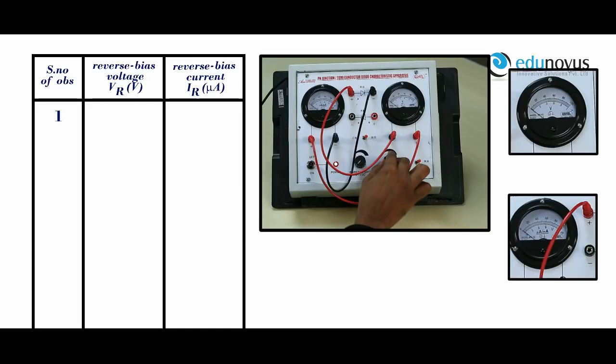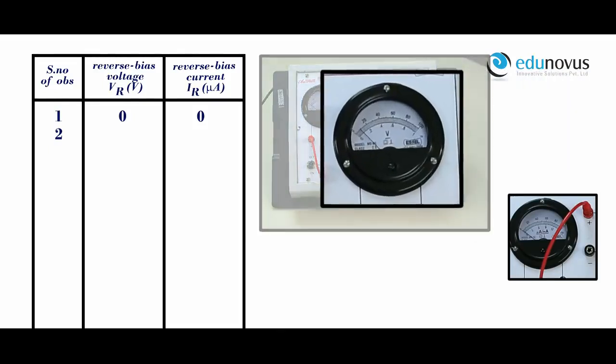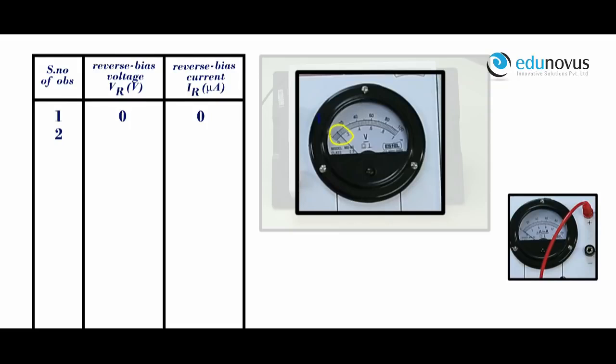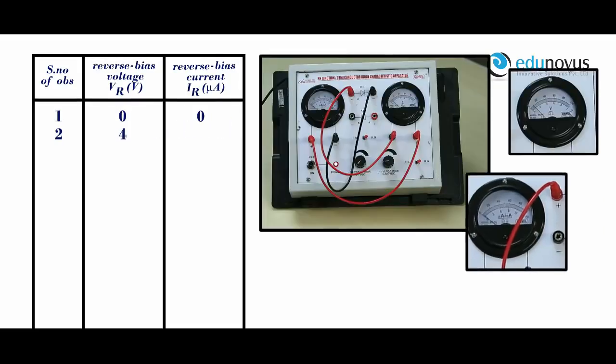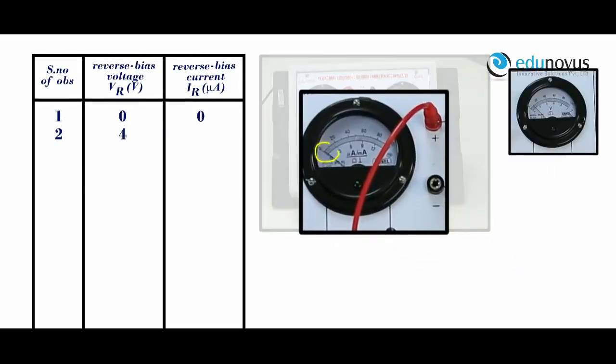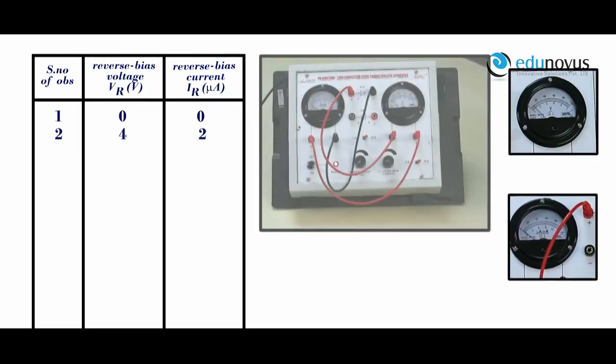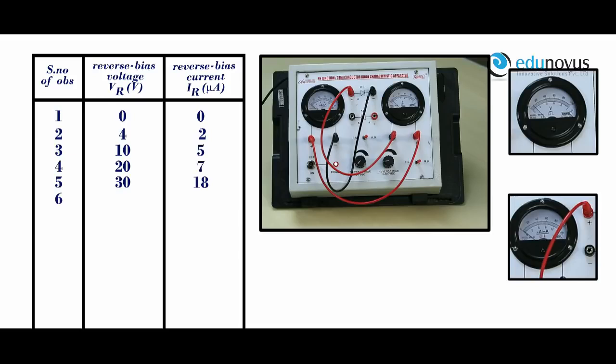Observation table for reverse bias voltage VR and reverse current IR. When the reverse bias voltage is 4 volts, the reverse bias current is 2 microamperes. Similarly, the reverse bias voltage is increased and the corresponding reverse current readings are as follows.